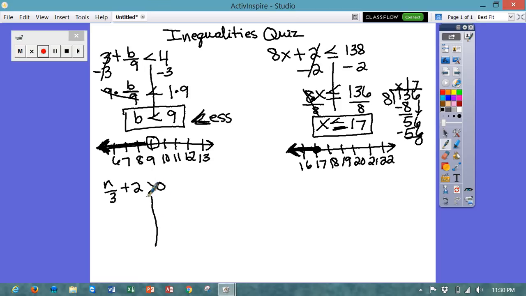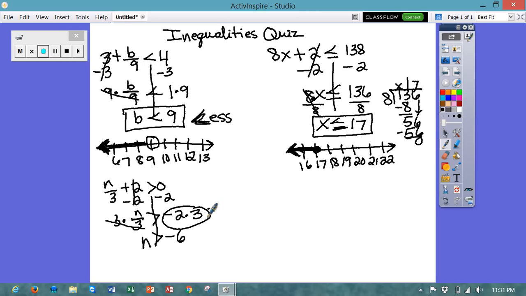Once again, I need my line right where the inequality is, so I'll do the same thing on both sides. You're going to undo the constant, the number by itself, and the opposite of plus 2 is minus 2. So we're going to do that on both sides. There's a knockout. We have n over 3 is greater than negative 2. 0 minus 2 is negative 2. Now I'm going to undo the divide 3. The opposite of divide 3 is multiply by 3. And there's your knockout. So now n is greater than negative 6.